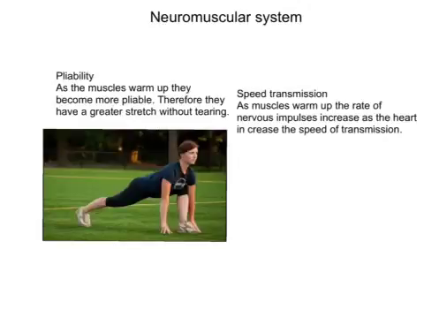An example of increased pliability is when football players stretch before a game, so they do not pull a muscle. By doing this, their muscles will warm up and become more pliable. An example for speed of transmission would be that it increases reaction time, as when the body warms up, the speed of the nervous system and the speed at which muscles receive the transmissions increase.